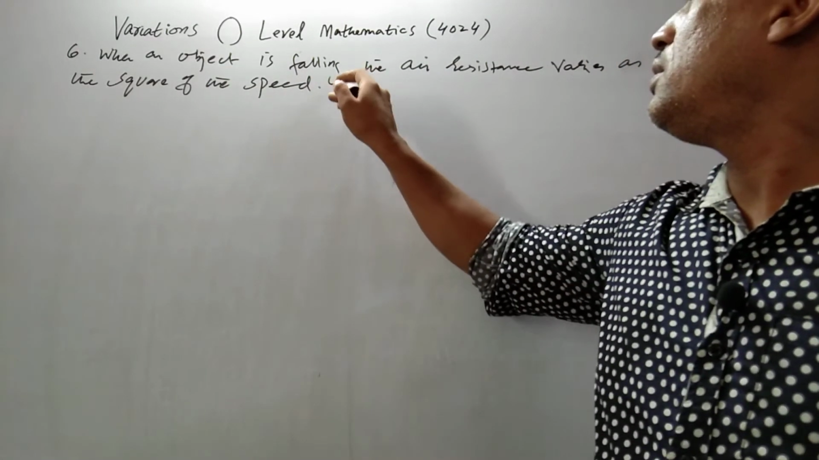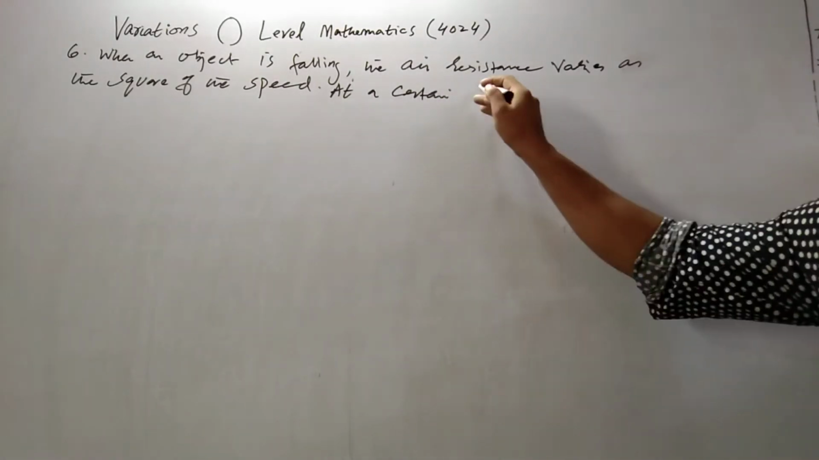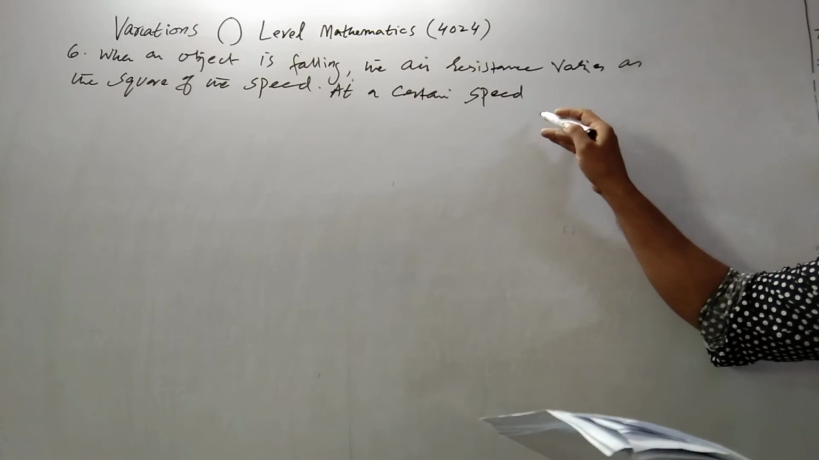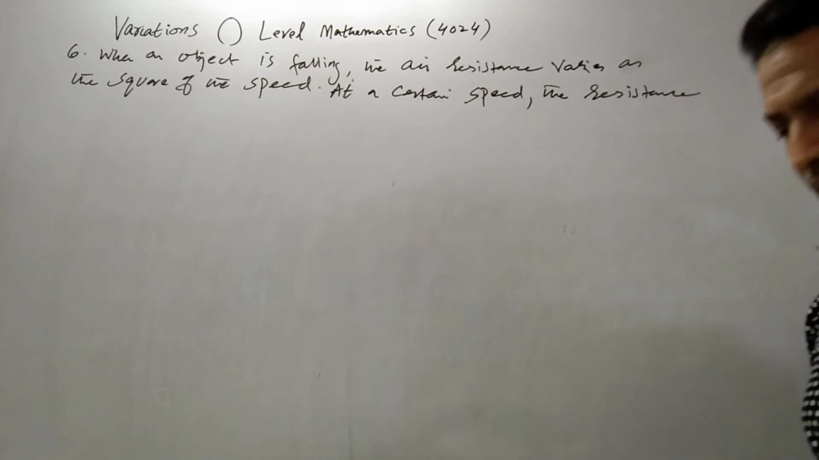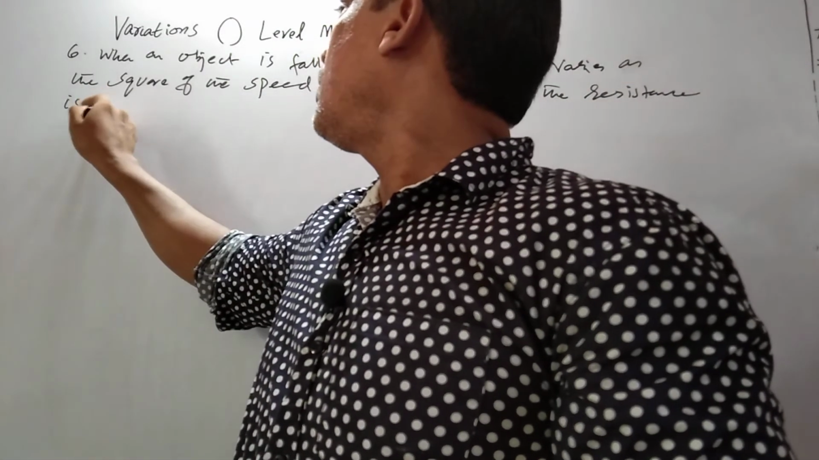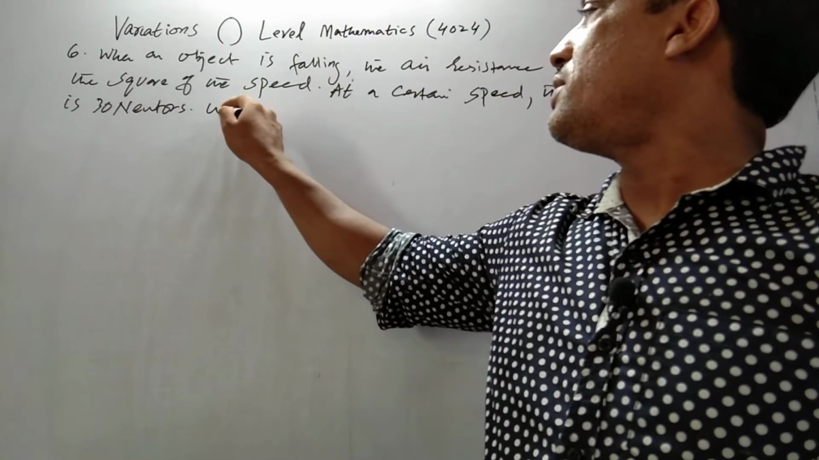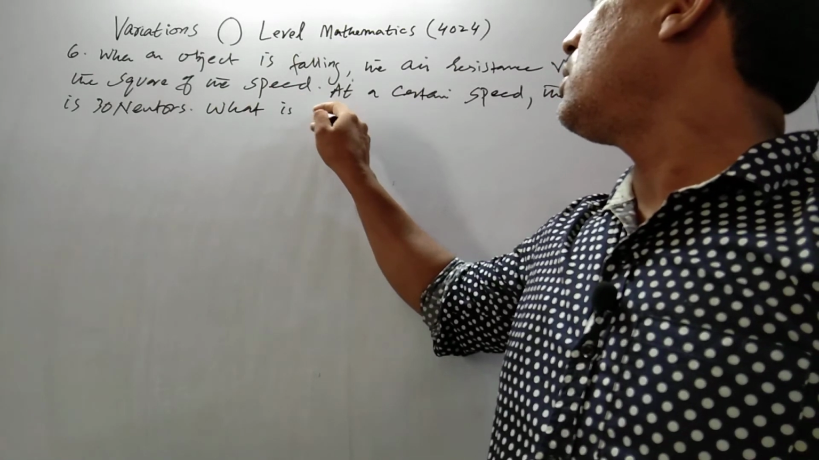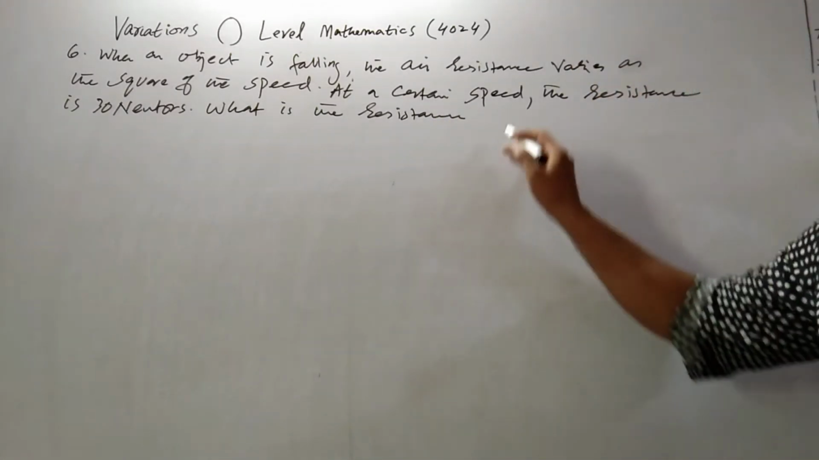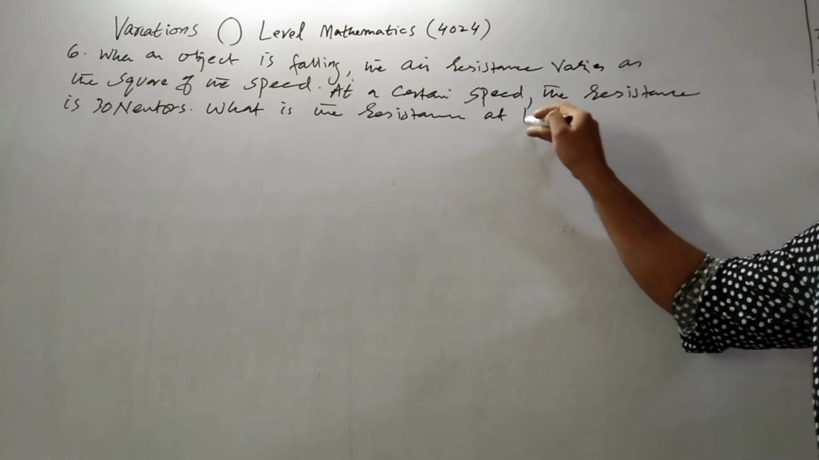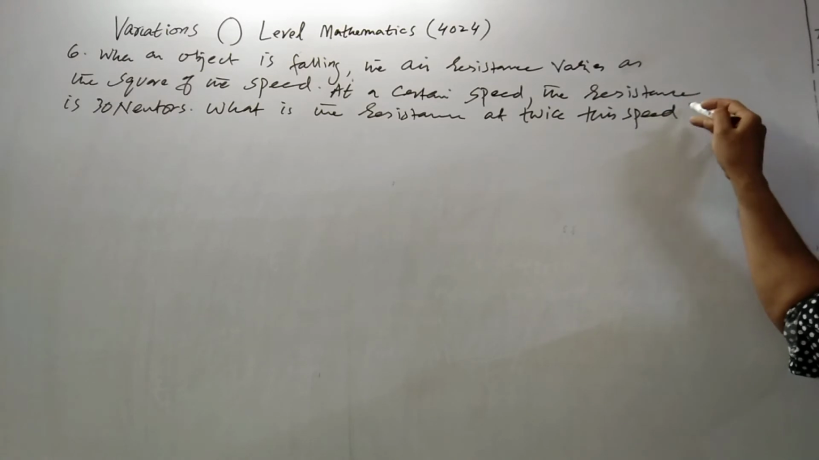At a certain speed, the resistance is 30 newtons. What is the resistance at twice this speed?